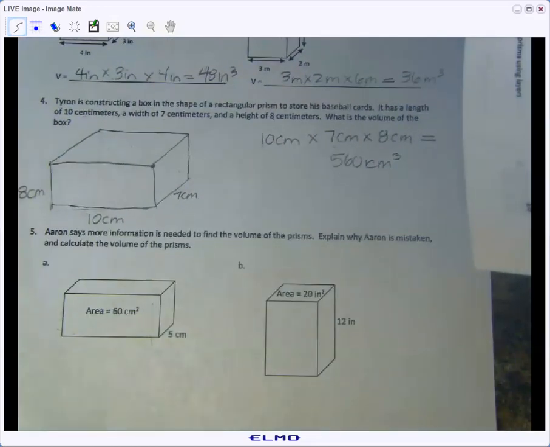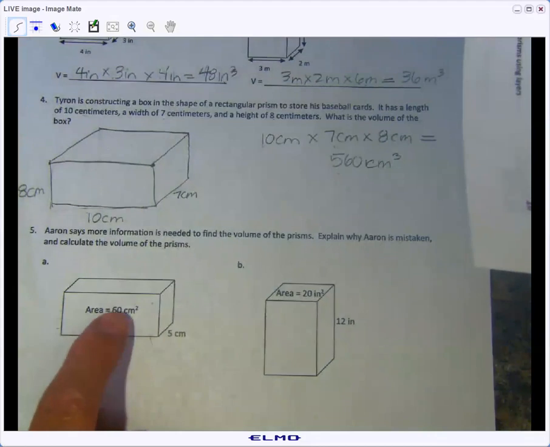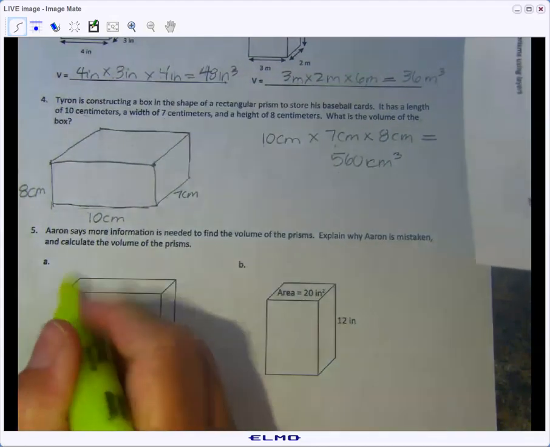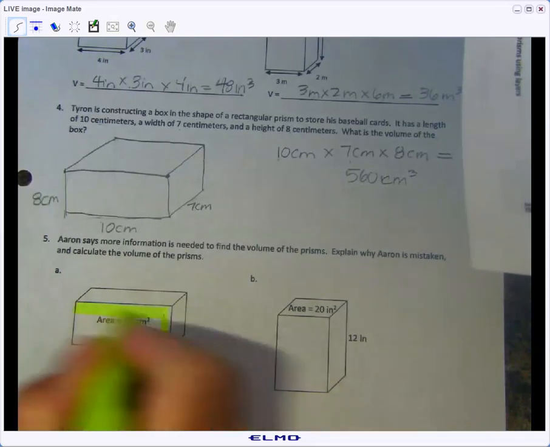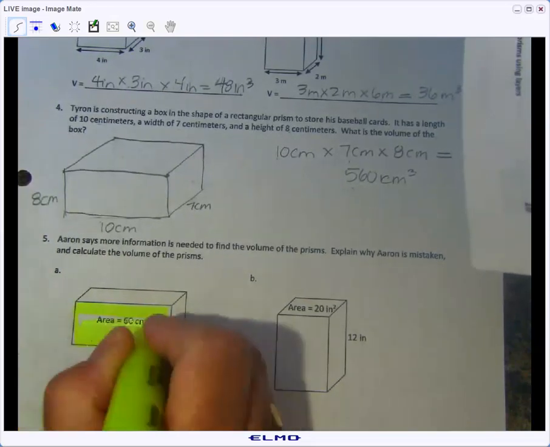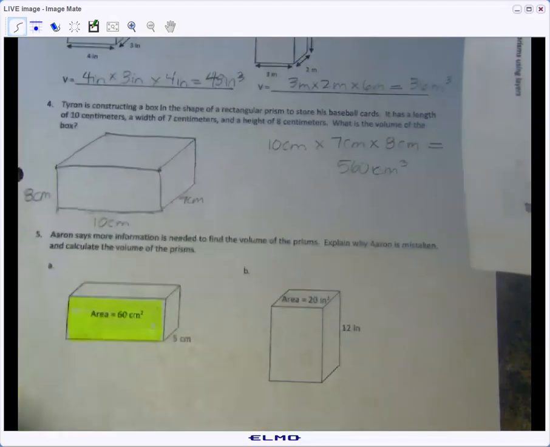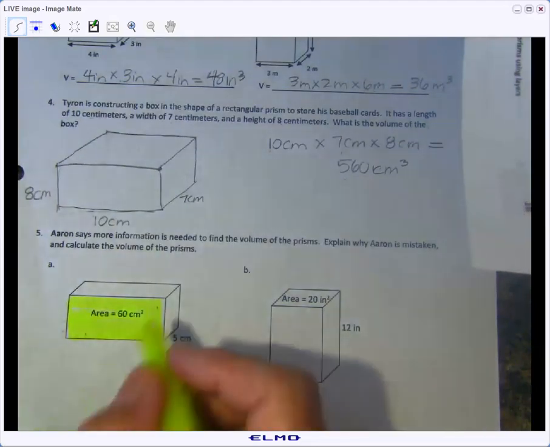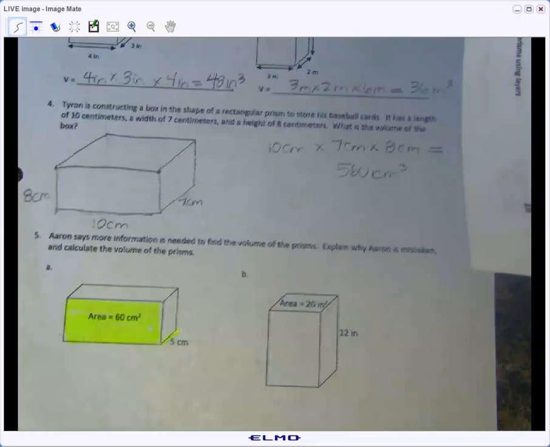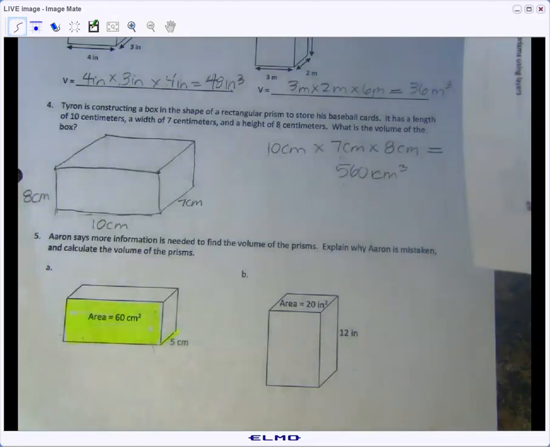Last one. Now you're going to have to think on these. There's 2 boxes. Aaron says more information is needed to find the volume of the prisms. Explain why Aaron is mistaken and calculate the volume. So for this first prism, all we're given is the area. Area is 2-dimensional, okay? The area of this rectangle that makes the front of the box. The area is 60. That's all we're given. And then, of course, we're given that the width is 5 centimeters.